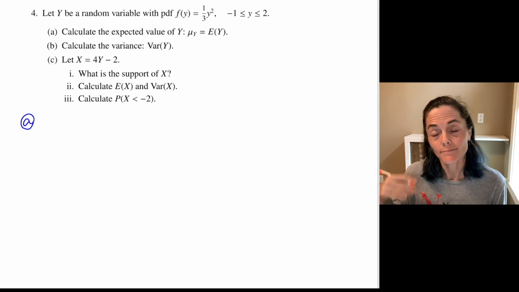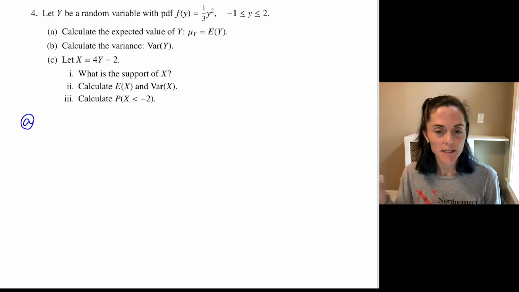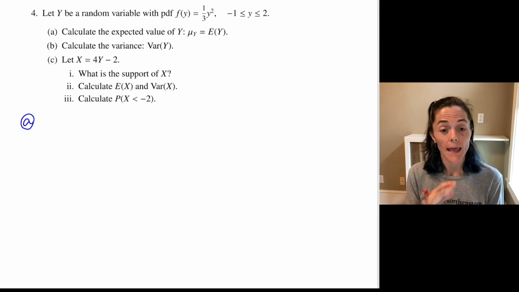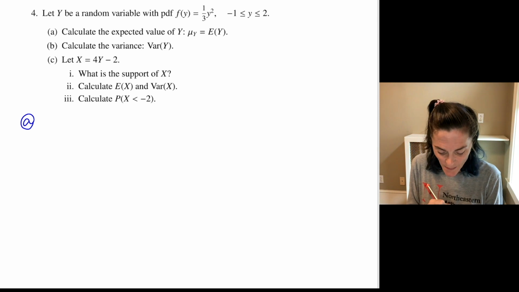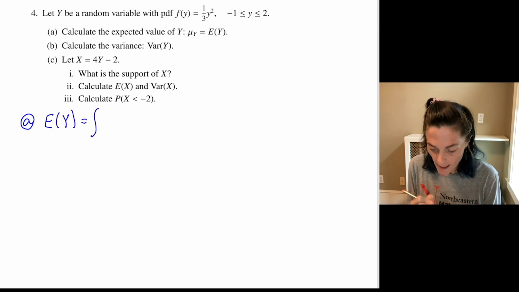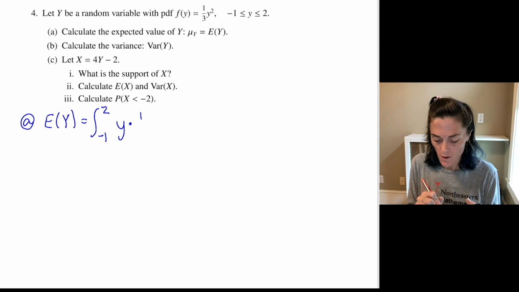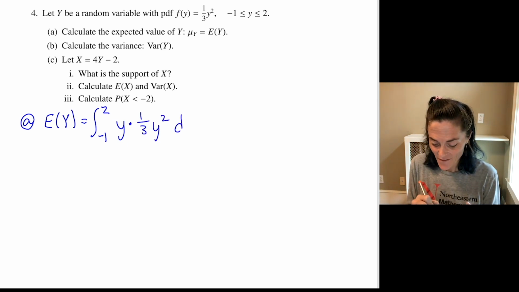Now, you could do this in R, but I'm just going to integrate by hand here and use the fundamental theorem of calculus. So what is the expected value of y? Well, we integrate over the support. We have y times 1/3 y squared. That's f of y dy. So we are integrating.